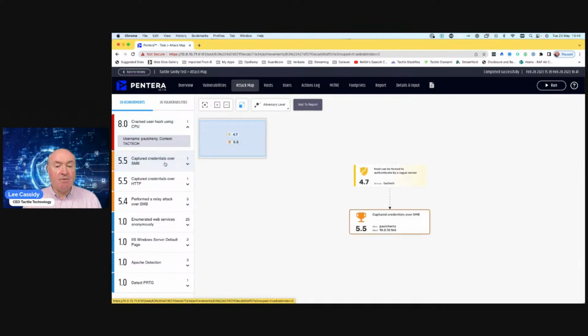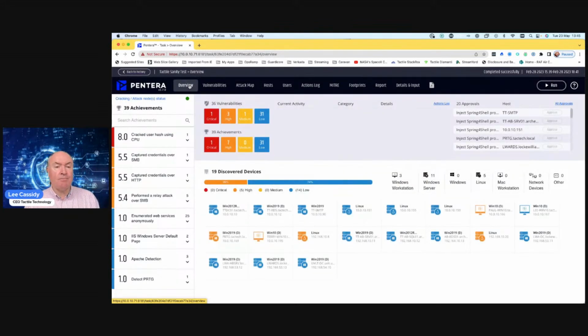We can see other places where the credentials have been captured. We can look at credentials over HTTP as well. So different ways that things have been captured on there. So I'll go back to the overview.